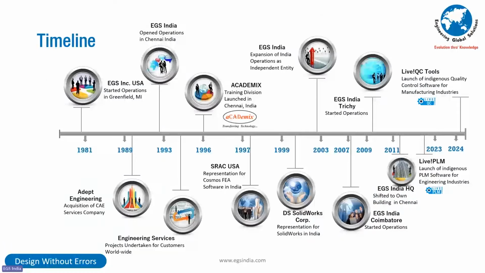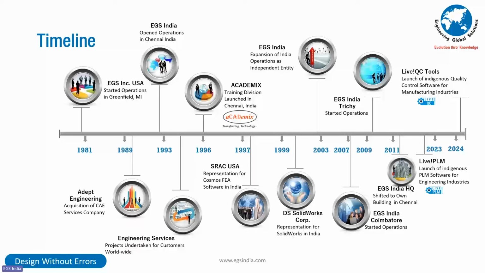Our timeline is that our US operations started in 1981, AGS Incorporated USA, out of Greenfield, Michigan, working as a tier one design supplier to Ford, General Motors, Robert Bosch Corporation, and many different companies working on vehicle engineering systems.